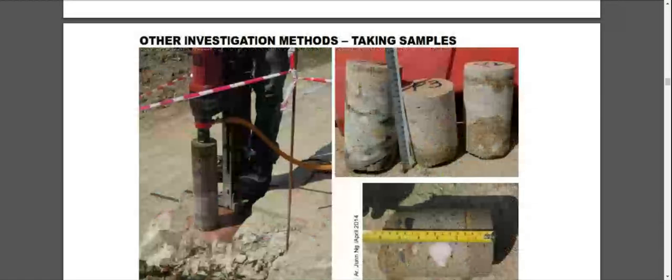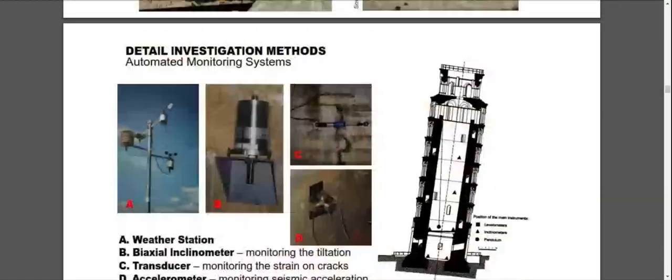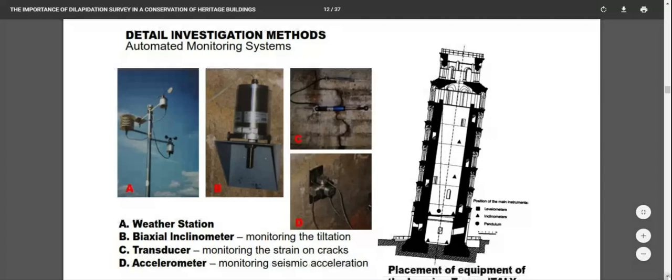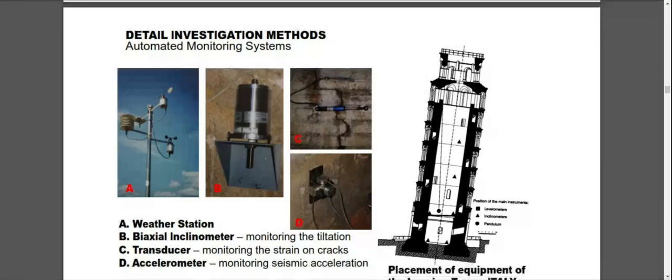And this is to show some other investigation methods, like taking samples. But this is more detailed. Not all buildings need this kind of method when handling the DLAP survey. And these are the detailed investigation methods. This is more detailed, using automated monitoring systems.